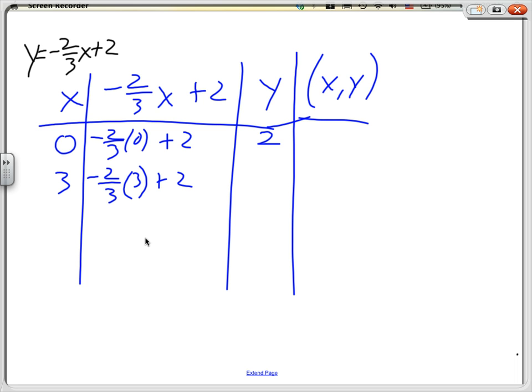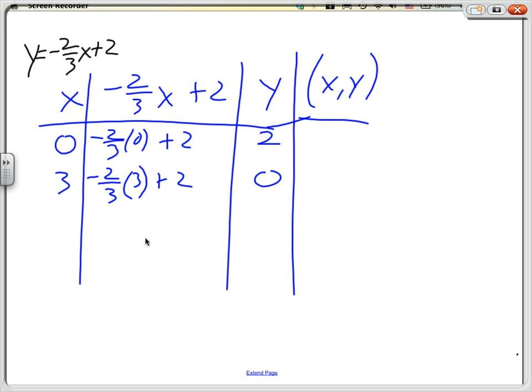So if you take that, watch what happened. What is 3 times negative 2 divided by 3? Or you can cross divide, right? 3 divided by 3 is 1, times negative 2 is negative 2. What's negative 2 plus 2? 0. You see how easy that is? So I don't want you to be afraid of seeing a fraction in your problem. All you need to care about is picking the multiple of the denominator.